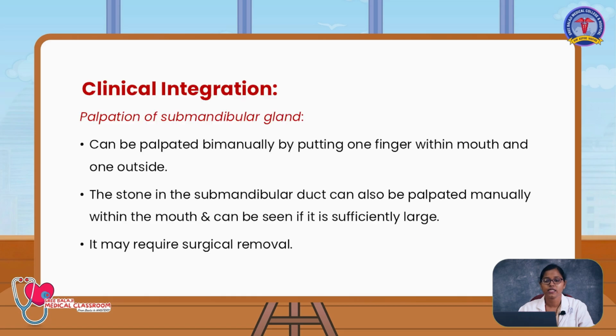So the applied aspect here is the palpation of the submandibular salivary gland. It can be palpated bimanually by putting one finger within the mouth and one outside. The stone in the submandibular duct can also be palpated manually within the mouth and can be seen if it is sufficiently large. So it may require the surgical removal.